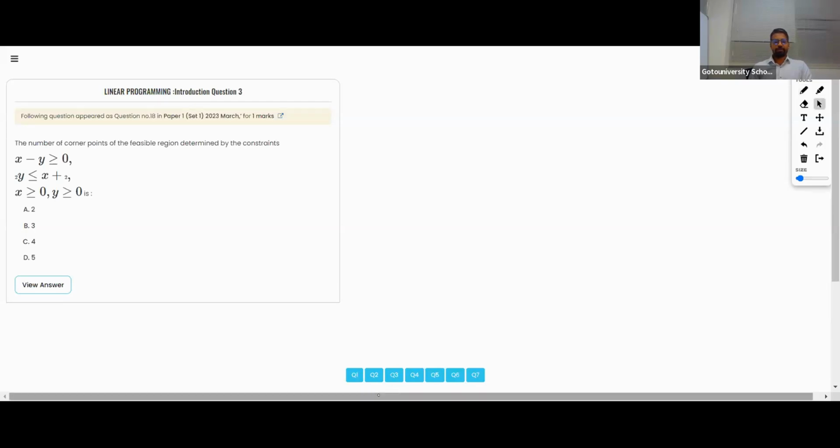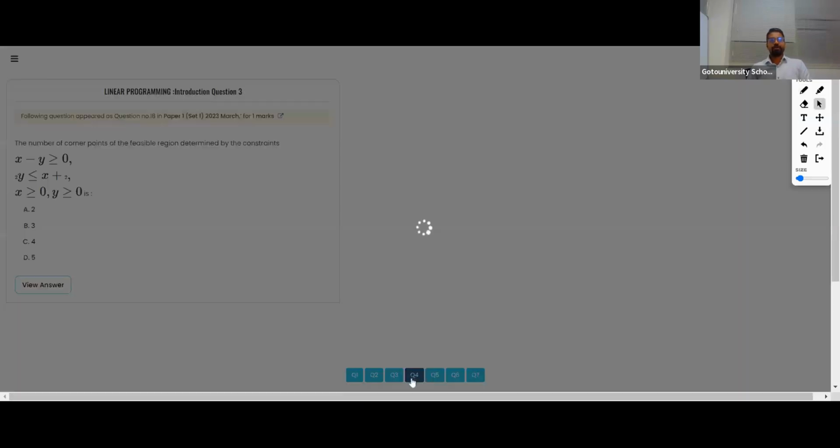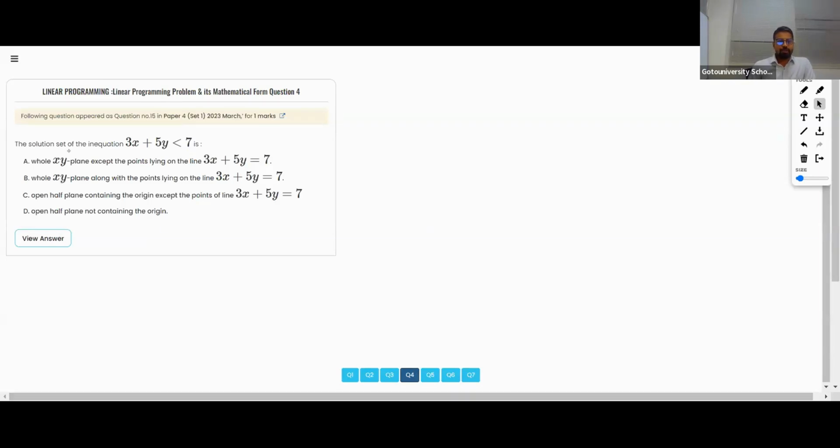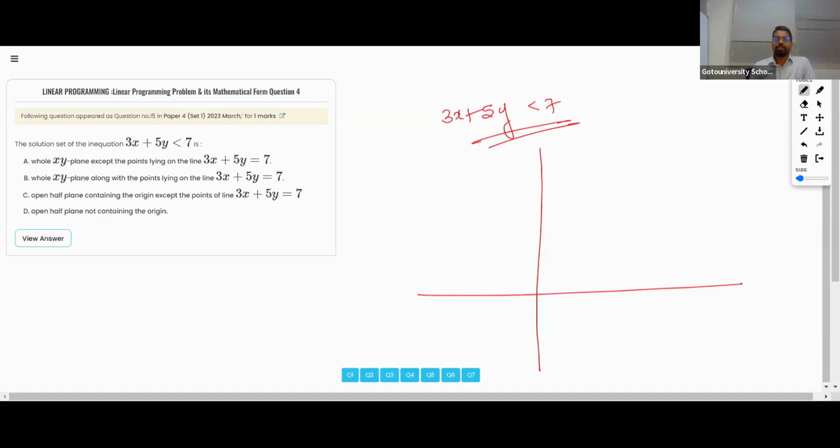Question number 4. Yes, the solution set of the equation. In the equation 3x plus 5y, the option is the whole xy plane. So first let's draw the line accordingly. A random line I'm going to draw. So 3x plus 5y. If I write further, 5y is equal to minus 3x minus 7. So the line will be like this.